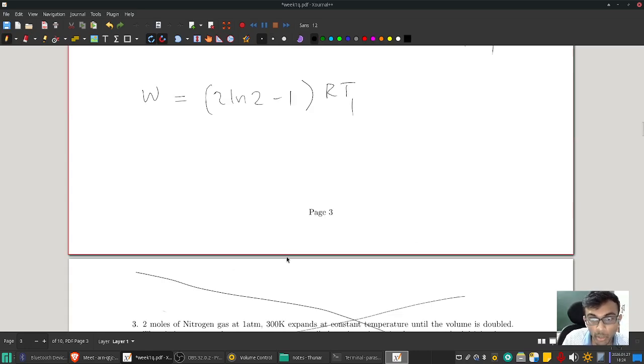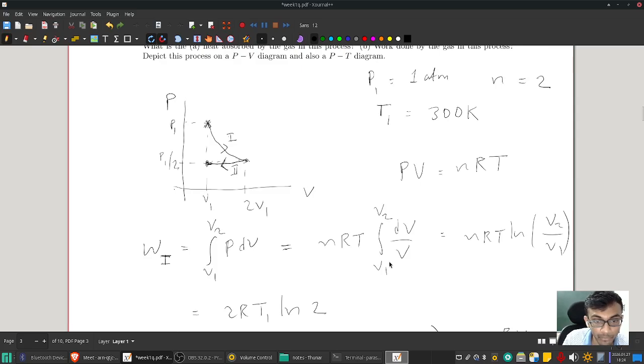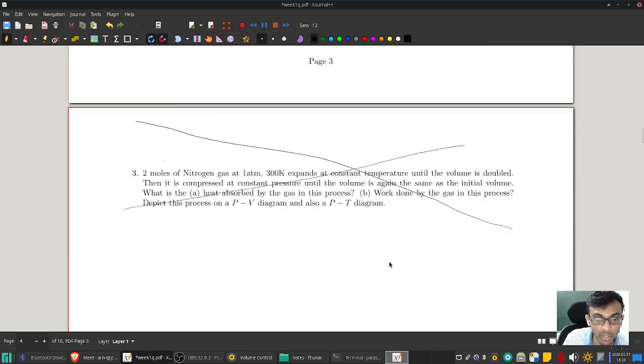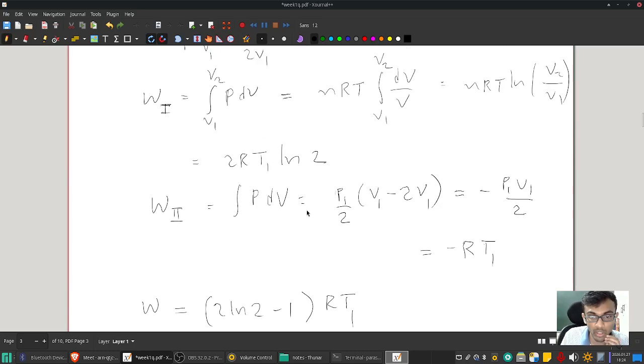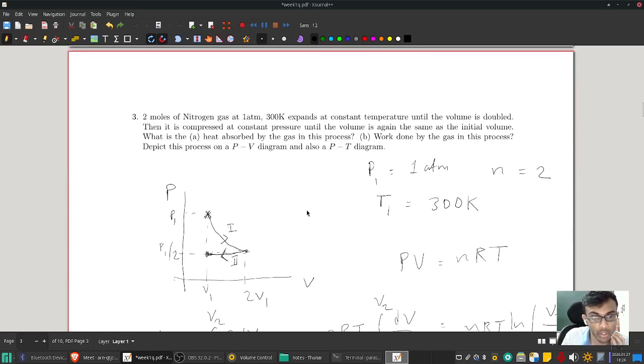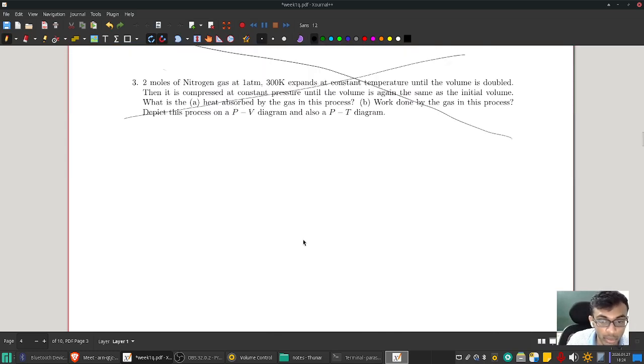Yeah, so now continuing from where we left off. So we finished completing the calculation of work done. So now it's the change in internal energy that we have to calculate, so that we can finally calculate the heat absorbed using the first law.